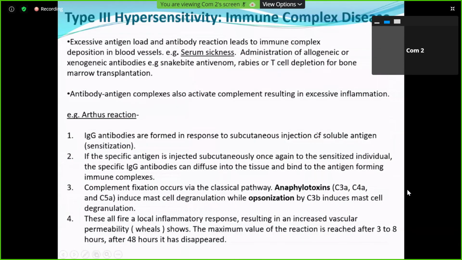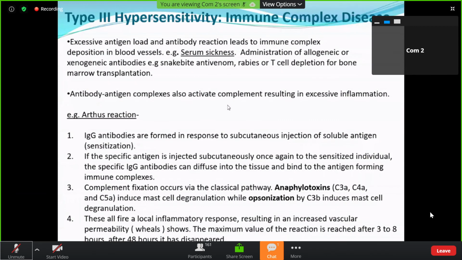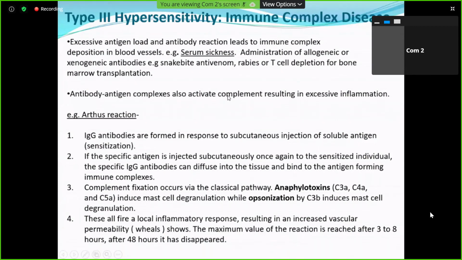So type 3 hypersensitivity, which, as I said, is due to the circulating immune complexes, as opposed to the type 2, which is directed against fixed tissue antigens. One situation of type 3 hypersensitivity, which used to be relatively common, comes with what is called passive immunization.